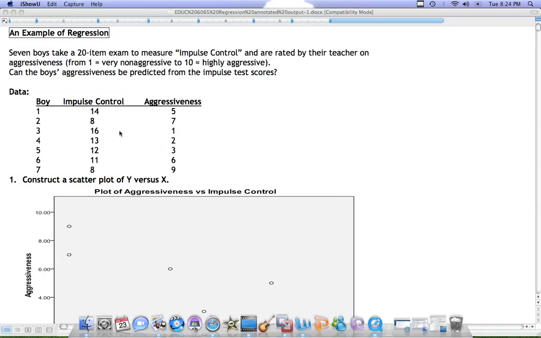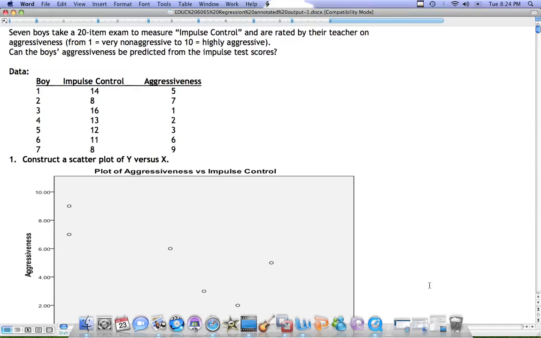In this example, we have 2 measures on each boy in the study, and the goal is to predict the boy's aggressiveness just by knowing their impulse control score. When we want to look at a regression analysis, the first step will be to construct a scatter plot of x versus y.